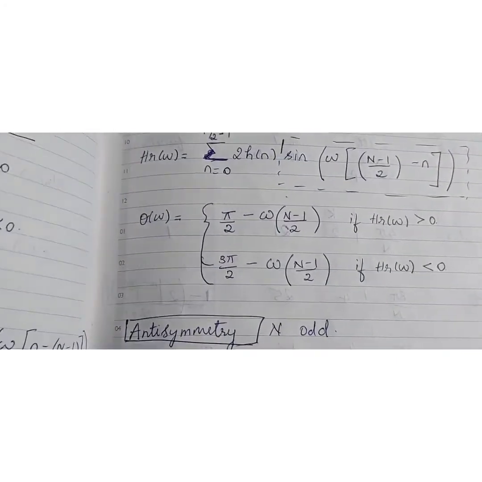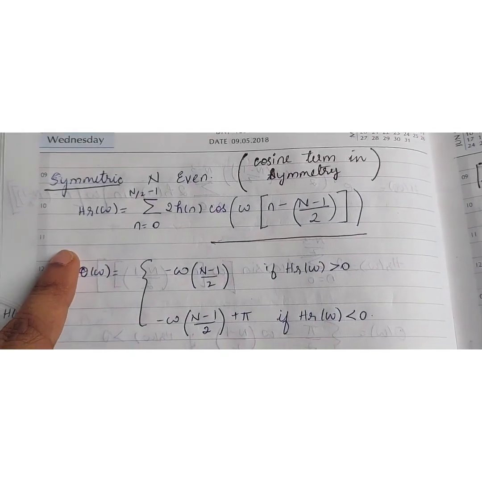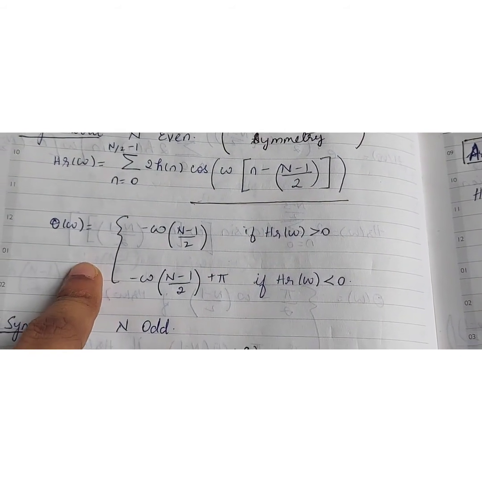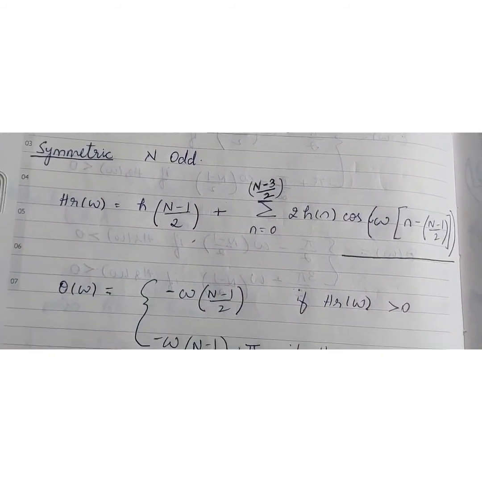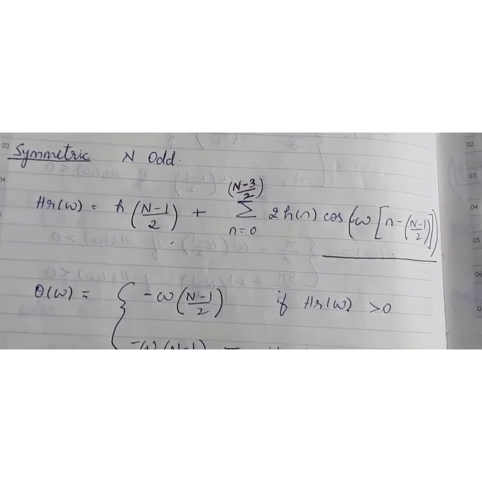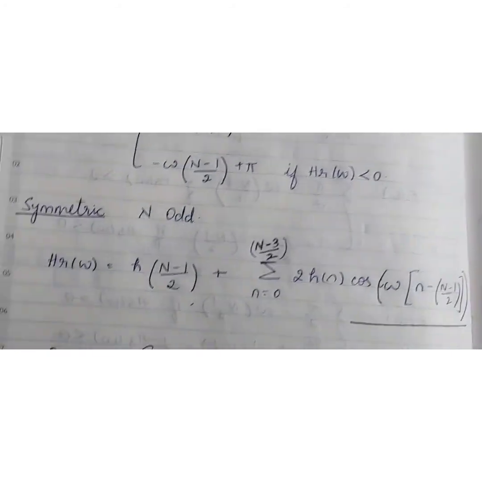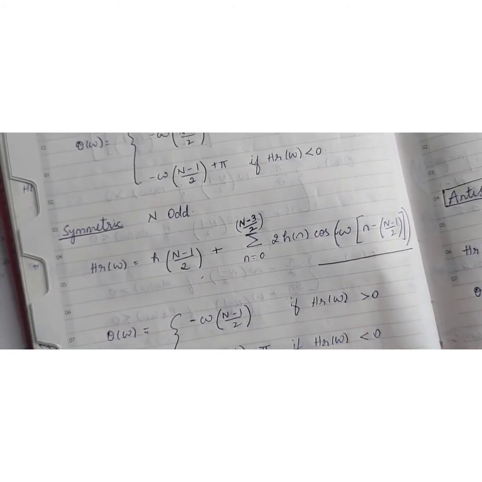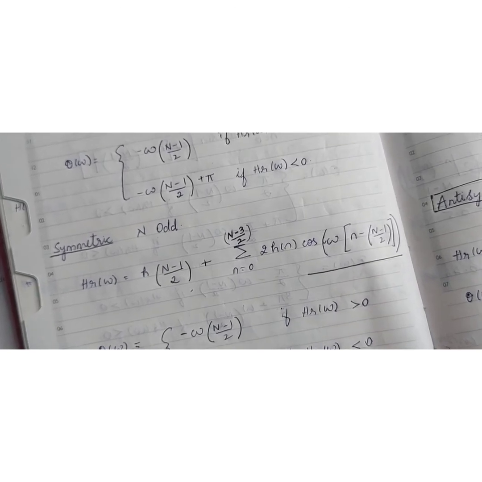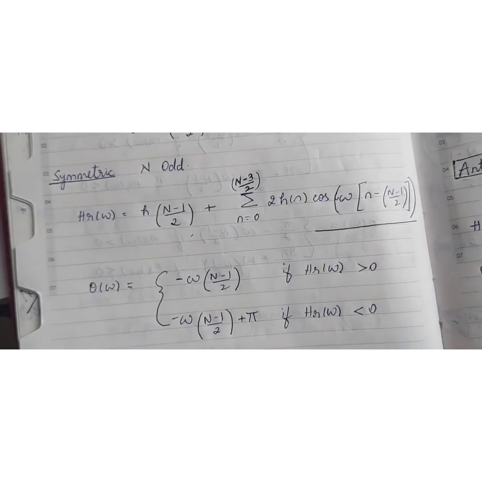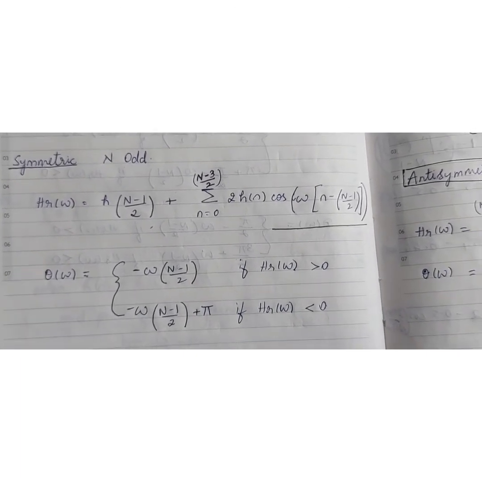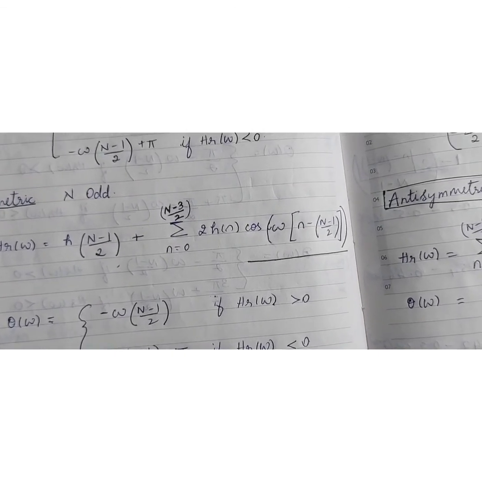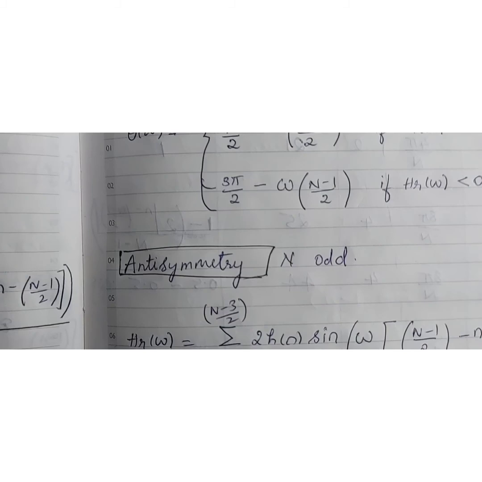So if you actually summarize everything, this is what we'll be getting. For symmetric and even, you have cosine terms for HR of omega, and theta of omega is this. For symmetric odd, it is like this. One thing that you need to remember is you will always write your h of omega as HR of omega into theta of omega. It will always be in this form. So this is what you will be getting.